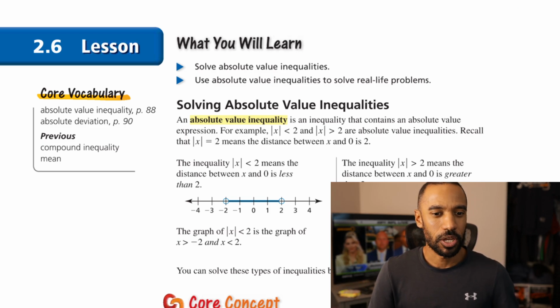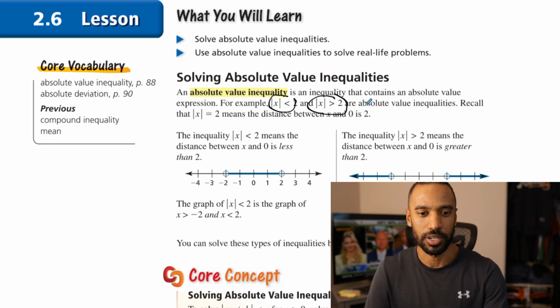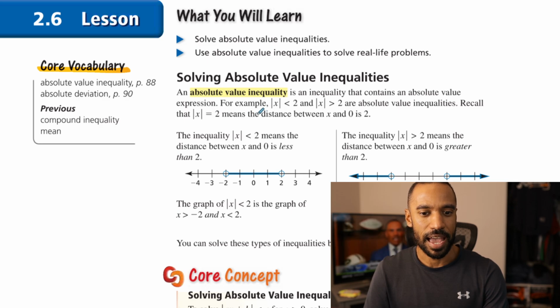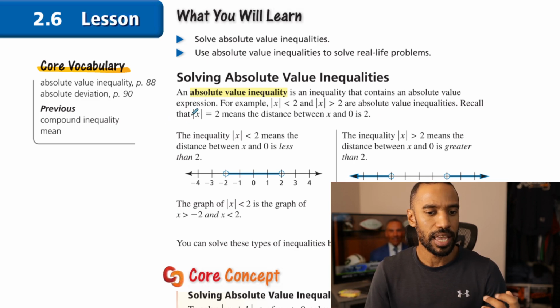Anyway, here we go. An absolute value inequality is an inequality that contains an absolute value expression. For example, right here and right here, these are absolute value inequalities. Recall that absolute value of x equals 2 means the distance between x and 0 is 2, right? It doesn't just mean make it positive. The idea is stating that you would go 2 units either to the left or right from 0.